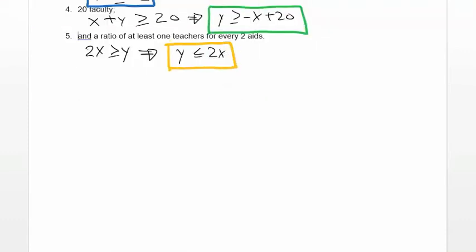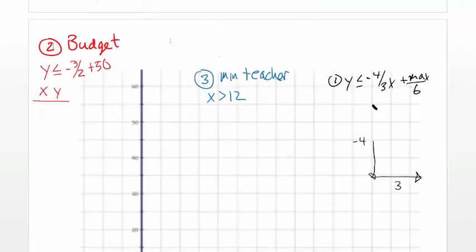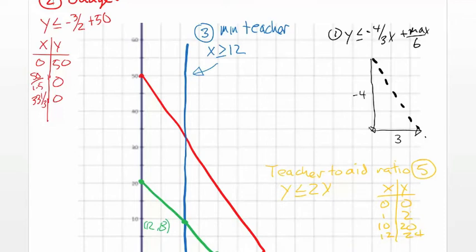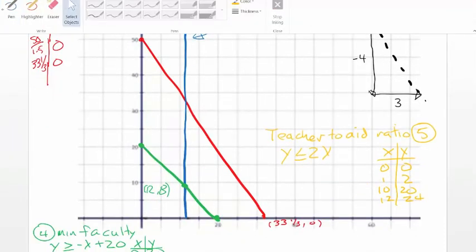The final constraint is that for each teacher there can be no more than 2 teacher aides. So let's plot that. That's just 2x is larger than or equal to y, or y is less than or equal to 2x. So when x is 0, y is 0. When there's 1 teacher, there's 2 aides at the most. And then plot 10, 20, and 12, 24 again, because I think we'll end up needing that later.